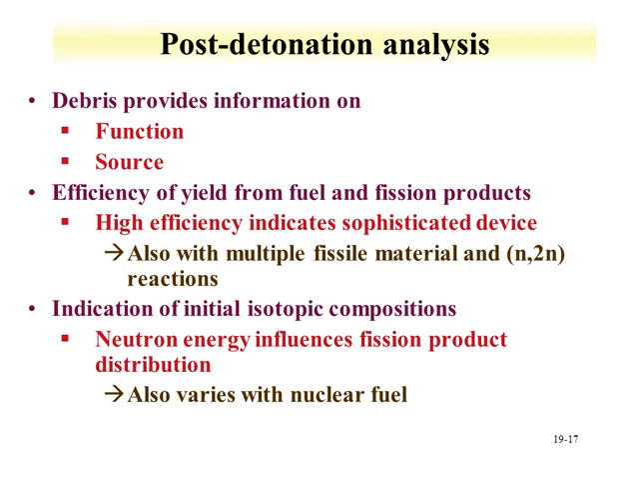You can also get indications about the initial isotopic composition, so the neutron energy influences the fission product distribution. The type of target material, whether it's uranium or plutonium, will have different fission product distributions. So looking at the fission products can give you information about the composition of the fuel of a device.